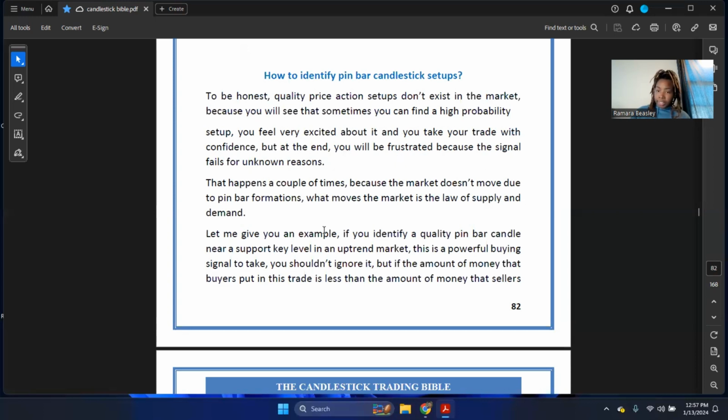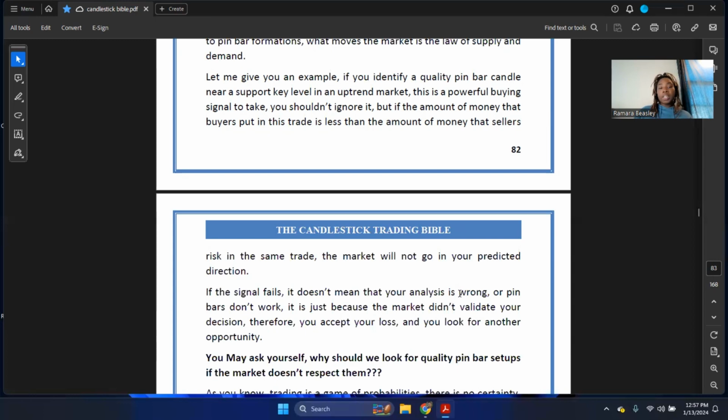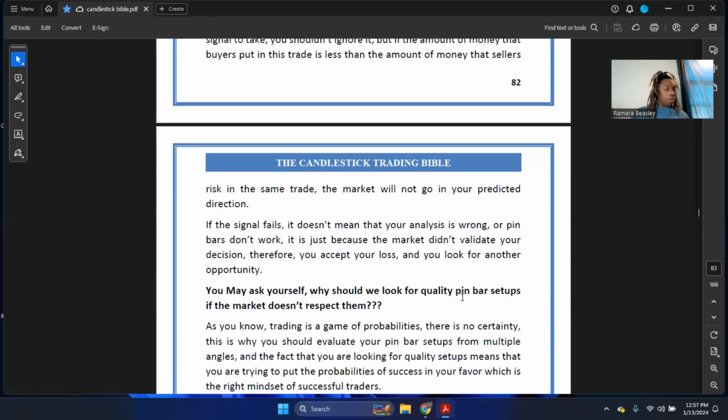What moves the market is the law of supply and demand. Okay, let me give you an example. If you can identify a quality pin bar candle near a support level in an uptrend, this is a powerful buying signal to take. You shouldn't ignore it. But if the amount of money that buyers put in this trade is less than the amount of money that sellers risk in the same trade, the market would not go in your predicted direction.